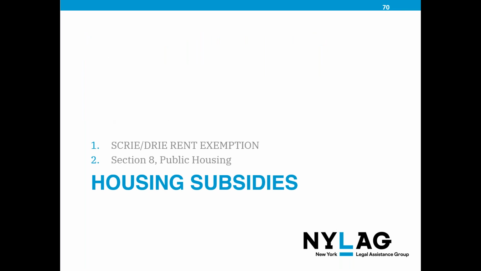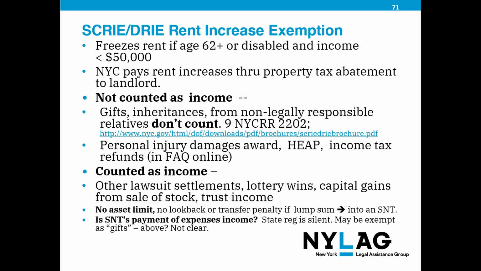Housing subsidies. So first we're talking about SCRIE, the Senior Citizens Rent Increase Exemption, and DRIE, the Disability Rent Increase Exemption. Just a little bit about these programs, and I'm not sure if they're outside New York City or if they're only in New York City. They freeze the rent for people age 62 or who have been determined disabled if their income is under $50,000. The city pays the rent increases to the landlord through a property tax abatement.